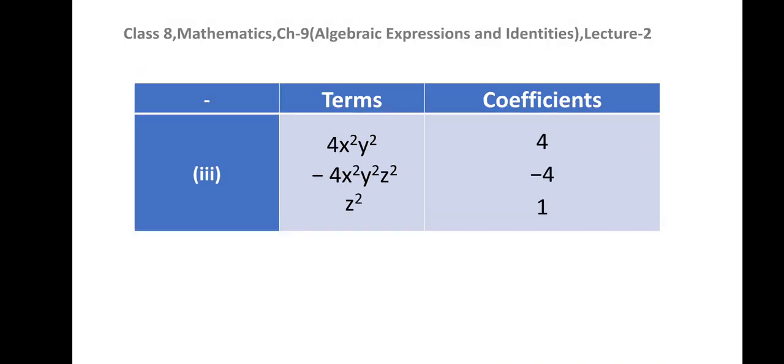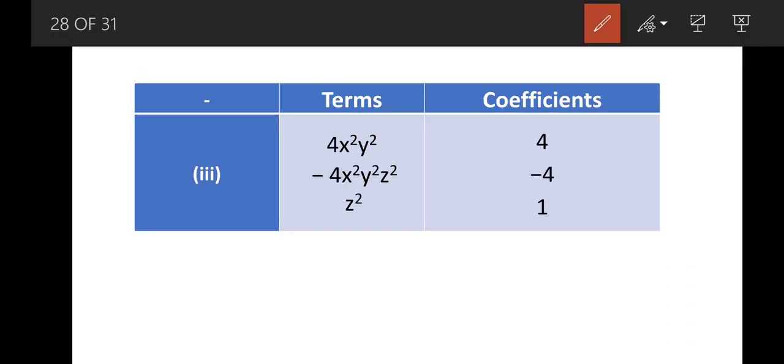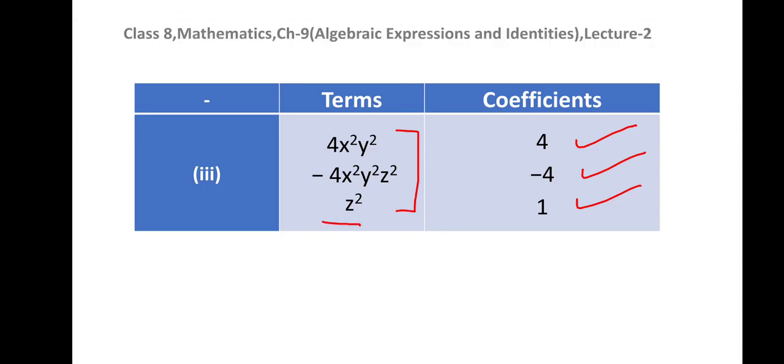This is the third part. Here in the third part, these three terms are there and the coefficient of first term is 4, second term is -4 and third term is 1. As I told you, whenever literal is written all along like x square, its coefficient is taken as 1. So likewise here nothing was written, so it is considered as 1.